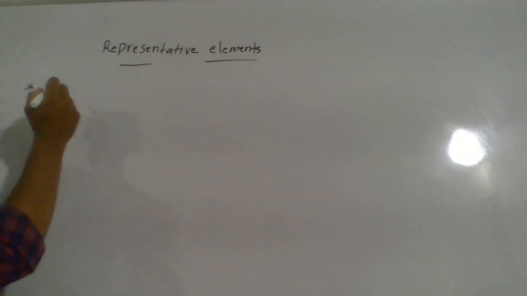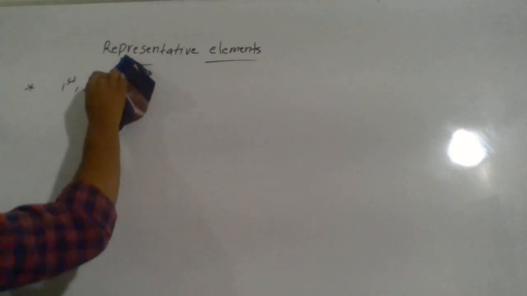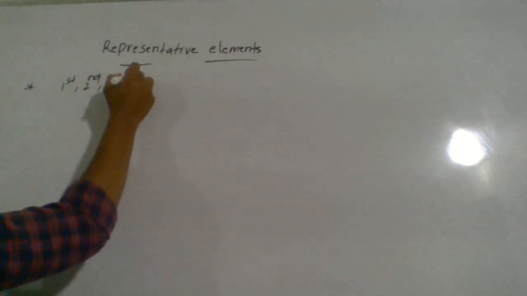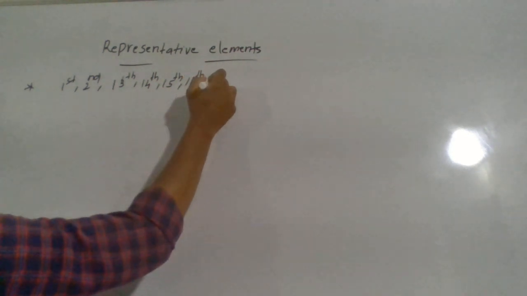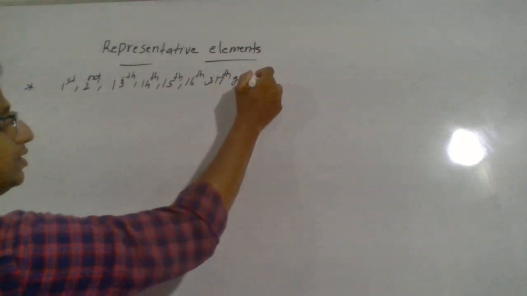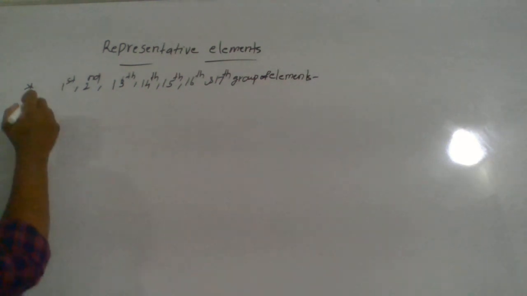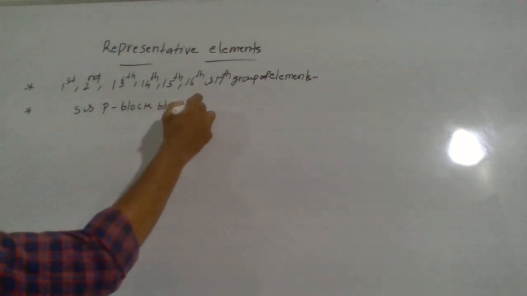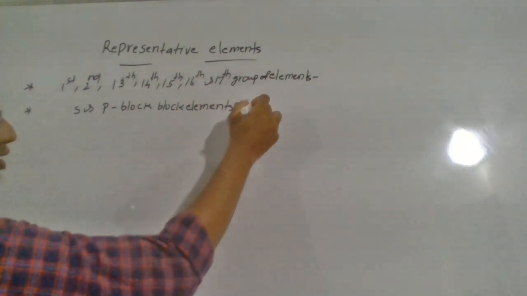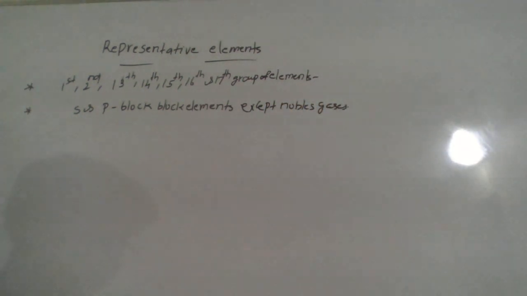So let me write: first group, second group, 13th, 14th, 15th, 16th and 17th group of elements that we can call representative elements, or these are the elements we can say are S and P block elements except noble gases.